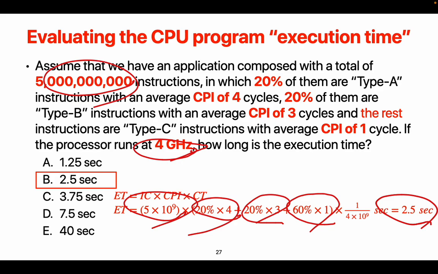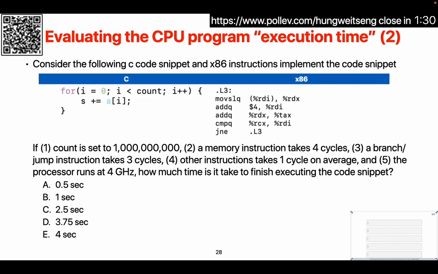Okay, now let's practice one more time with a more realistic context. I'm giving you this C code, and on the right-hand side is x86 assembly. Now I want you to evaluate if the count is set to 1,000 million. A memory instruction takes 4 cycles, a branch instruction takes 3 cycles, and other instructions take 1 cycle on average. How much time would it take?